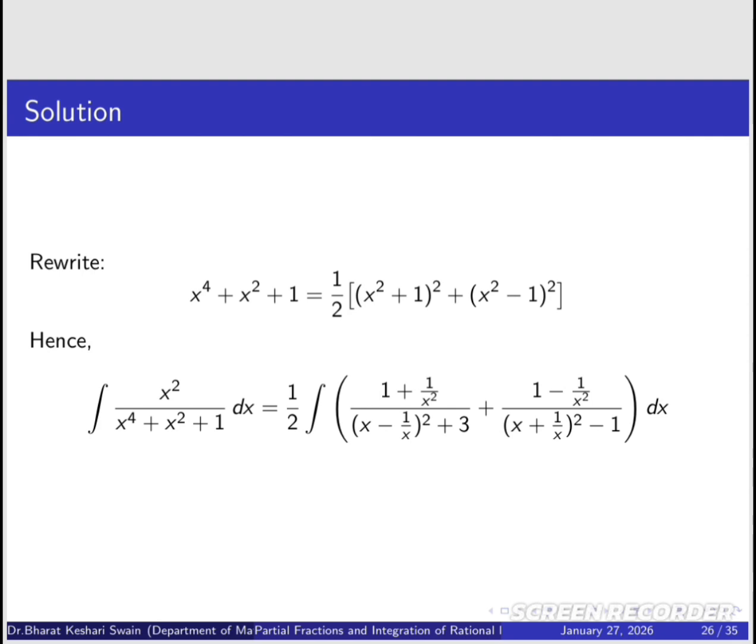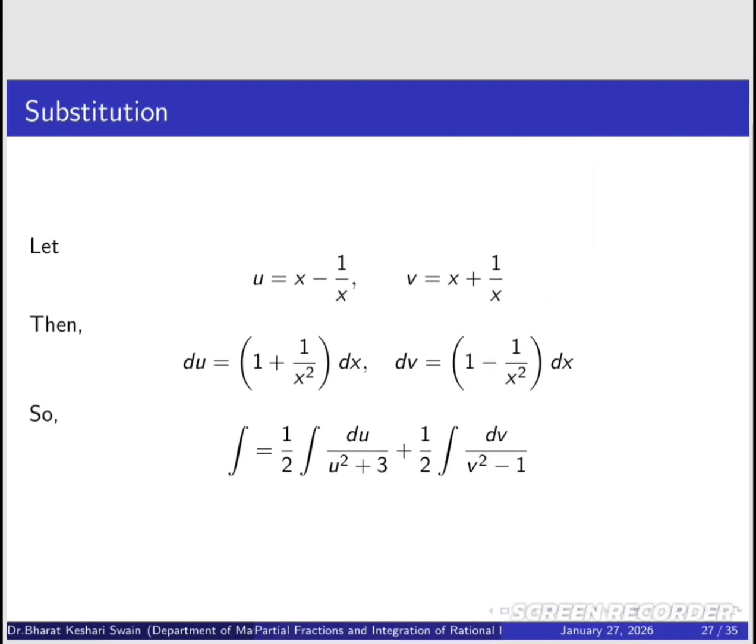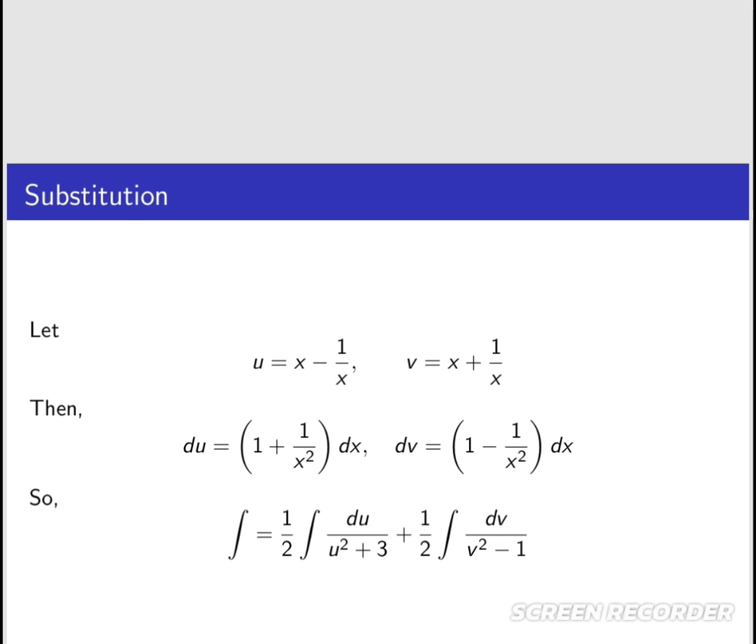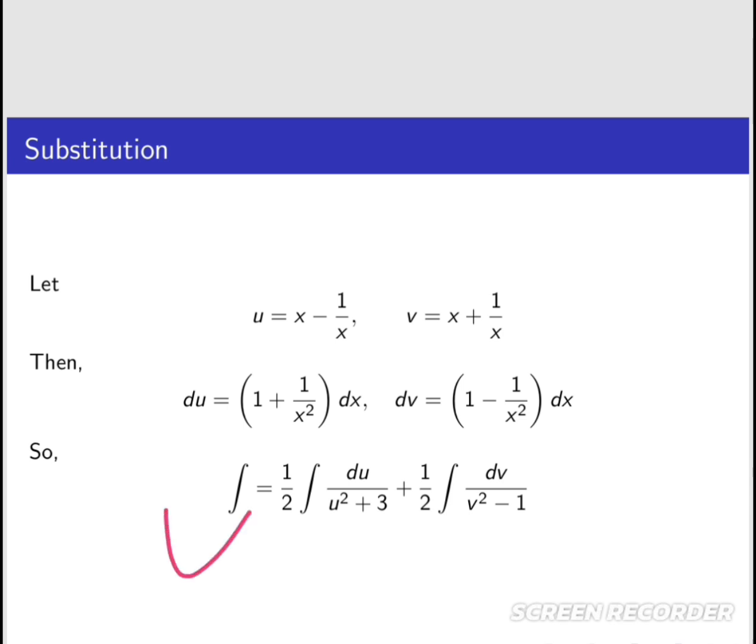If you cannot understand, then just ask me. I can derive. And the term here, 1 by 1 plus x, 1 minus 1 by x square, then x minus 1 by x square, x plus 1 by x. Just put u and v. So if u equal to x minus 1 by x, v equal to x plus 1 by x, then du will be 1 plus 1 by x square dx, v will be 1 minus 1 by x square dx.